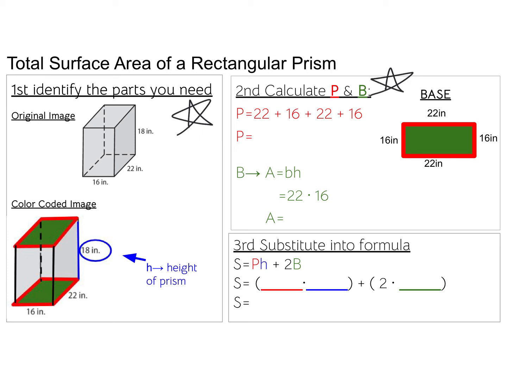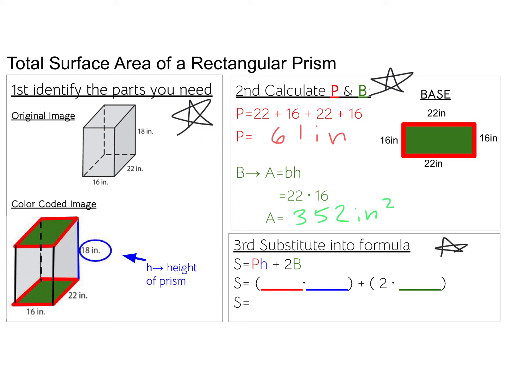we're going to add all of the sides together for the perimeter, and we're going to multiply the base and height for the area. So we will get a perimeter of 61 inches when we add 22 plus 16 plus 22 plus 16. And then we're going to get an area of 352 square inches when we multiply 22 times 16.